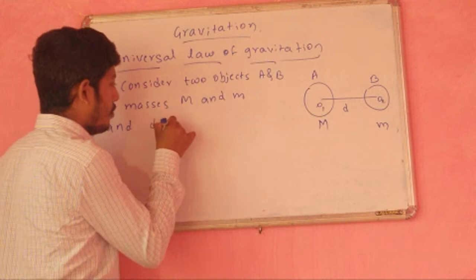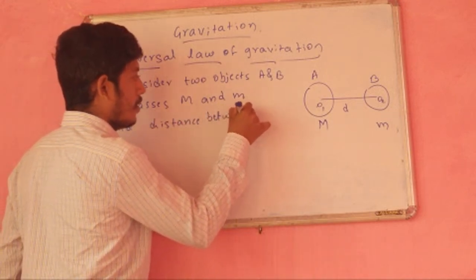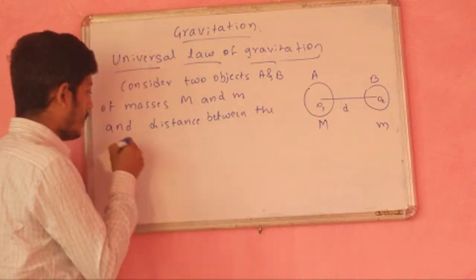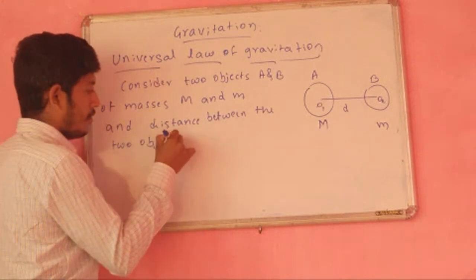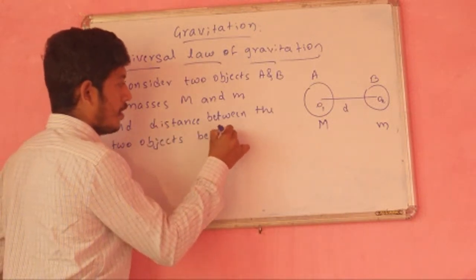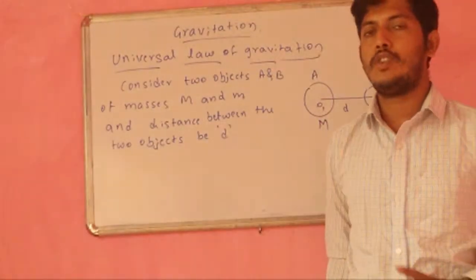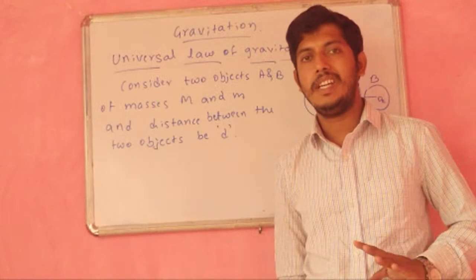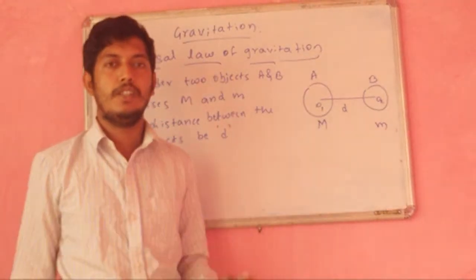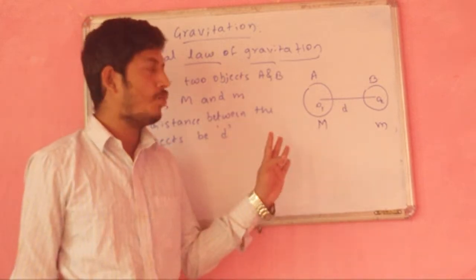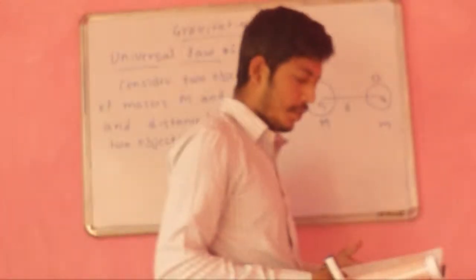And the distance between the two objects, D. So here we consider two objects, object A and object B. Object A has the mass capital M and object B has the mass small m, and the distance between the two objects, that is from the center, is D. So this is the main requirement here.